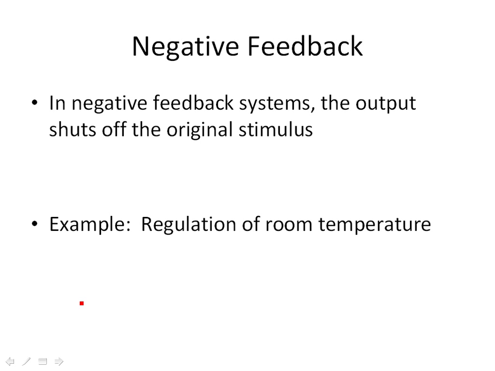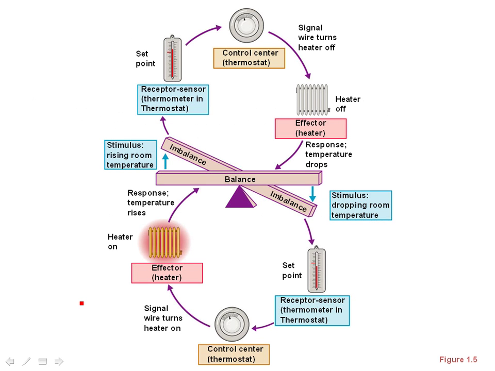You could probably tell me all the parts and pieces that go into maintaining room temperature, but let's relate that to the terms that we've already talked about. The temperature that you set your thermostat is your homeostatic range. So we'll call balance homeostasis. All right, so a change occurs. Let's say your room has gotten cold. So your stimulus is your dropping of the room temperature.